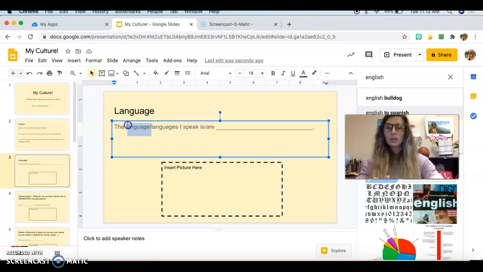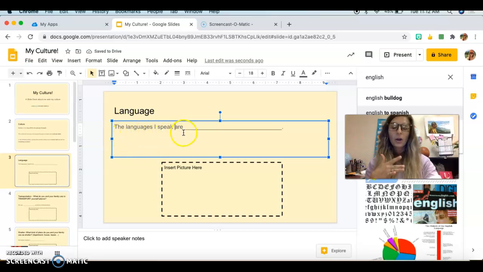So the languages, again, you just delete. The languages I speak are, so like if you speak both English and Vietnamese, the languages I speak are, and then you would write down the different languages that you speak. And if you have two languages, please include two images.